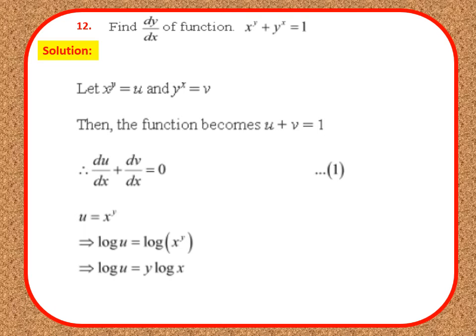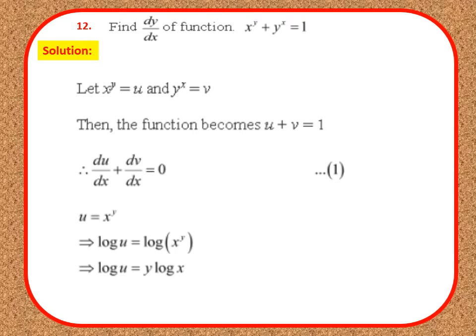Next is question number 12. Find dy/dx of the function x^y plus y^x equals 1. So again we have two exponents in the LHS, so taking one as u and the other as v. So we have taken u equal to x^y and v equal to y^x. So differentiating both sides, we will get du/dx plus dv/dx equals 0, because the differentiation of a constant is 0. Now we have to find du/dx and dv/dx.